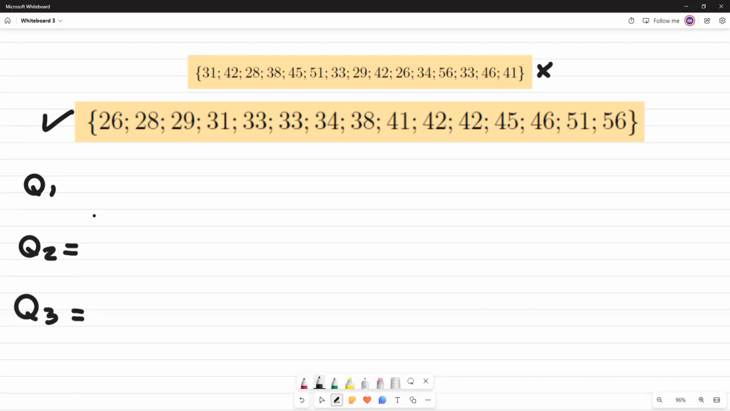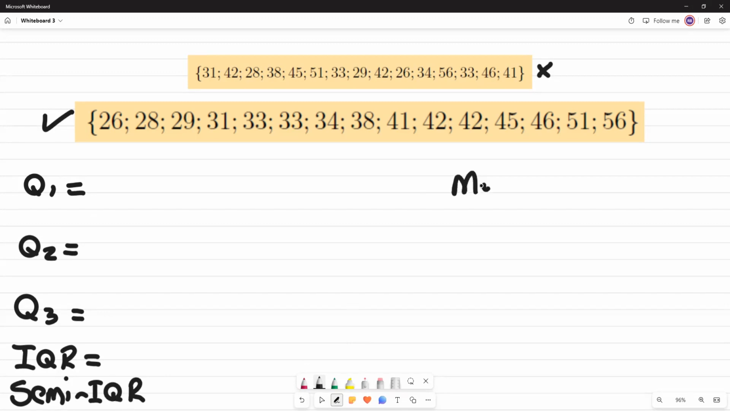And then we'll need to get IQR. We'll need to get semi IQR. We'll need to get mode. We'll need to get range. Okay, let me start with these two since they're easy.